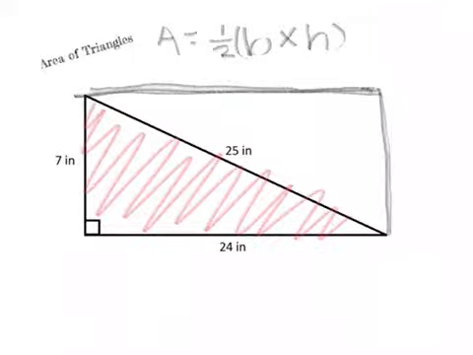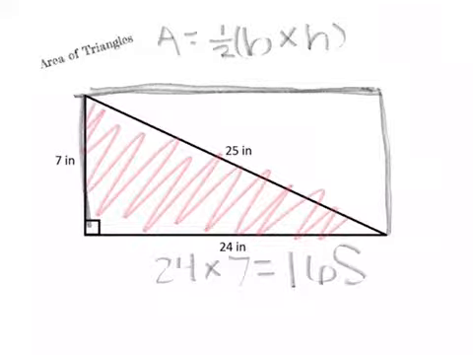So if I was going to go ahead and solve for this triangle, I would take my base, which is down here at 24 inches, and I would multiply it by my height. Remember, height has to meet at a right angle, which is equal to 7. So 24 times 7 equals 168. But that would be the area for this entire rectangular shape.